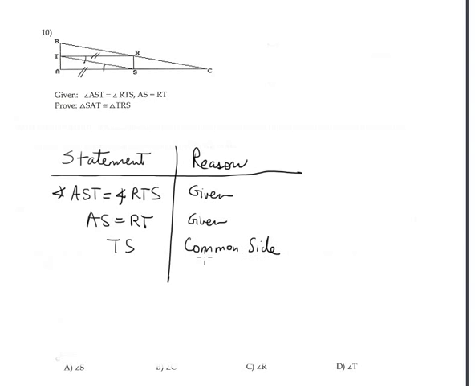Therefore, the conclusion is the triangle SIT is congruent with triangle TRS by the criteria SAS.